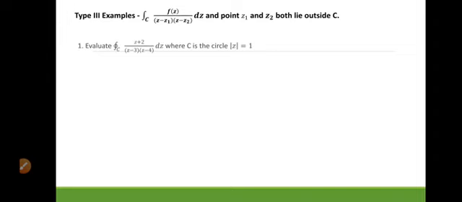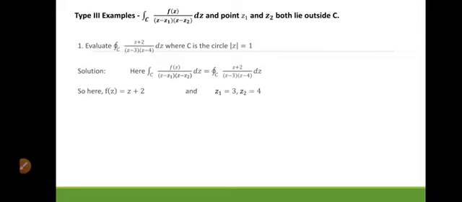The integrand is z plus 2 upon z minus 3, z minus 4. Here the circle is mod z equal to 1. The points are z1 equal to 3 and z2 equal to 4. The given curve is nothing but the circle with center at origin and radius 1 unit.